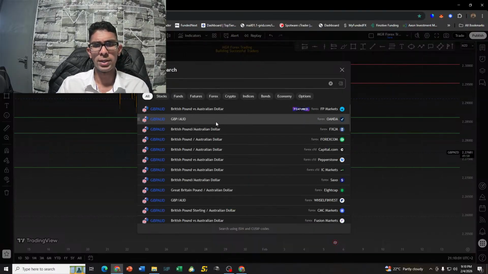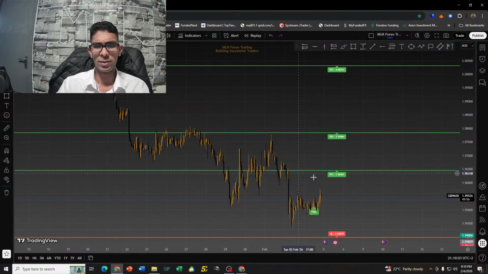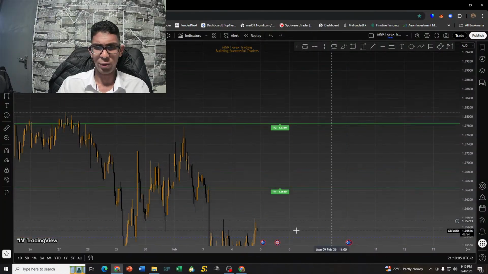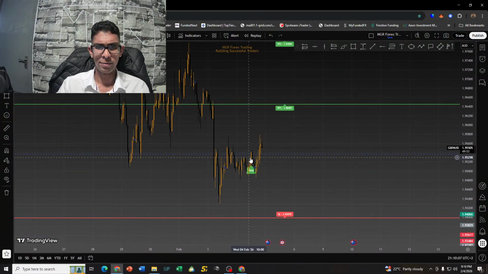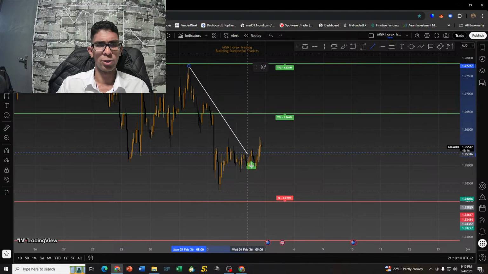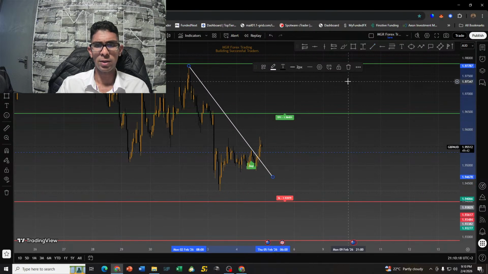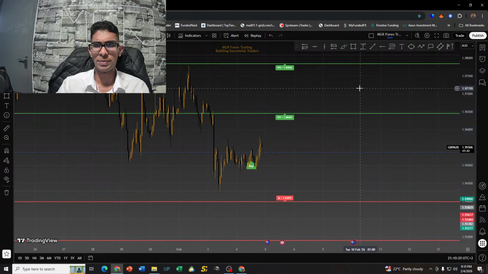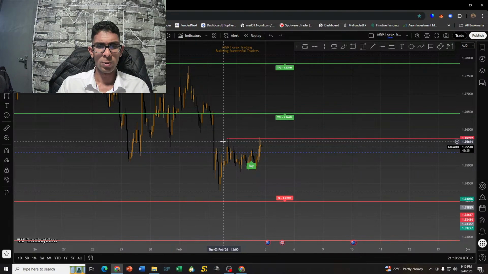GBP JPY. Let's see what you have on the platter for us today. Seems like we have a new opportunity coming up. A lovely buy. I can see it. I think it is a bit premature. There's no clear change in market structure here. We are still bearish. We have equal highs. If we cannot break this high, we are in a bearish market.